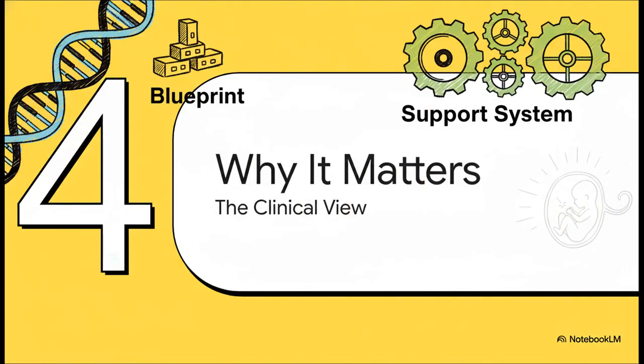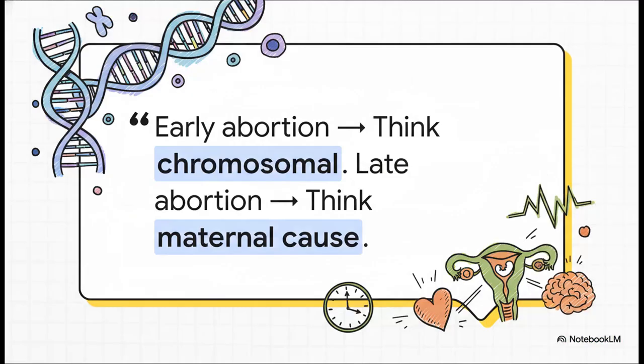So why did we spend all this time separating early loss from late loss? Why is this whole blueprint versus support system idea so important to understand? Because it's a core clinical concept. This is basically the rule of thumb that doctors use to start their thinking. It immediately helps them focus their investigation on the most likely culprits based on timing alone. It's a really high-yield piece of information.